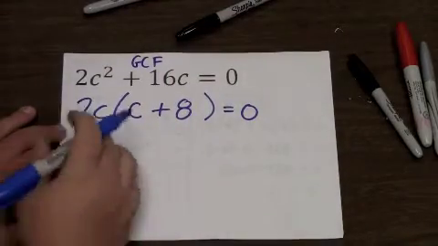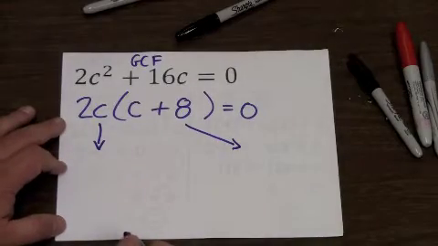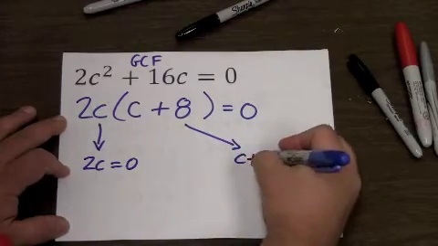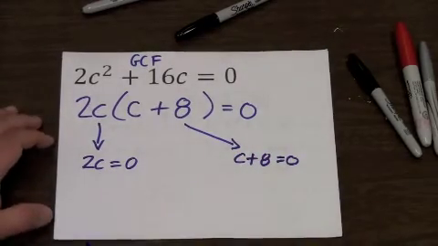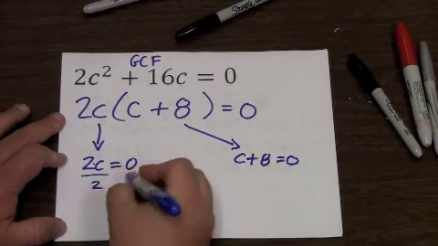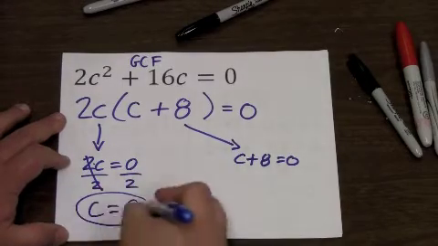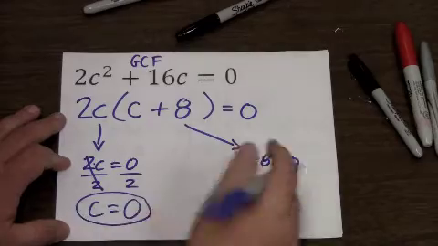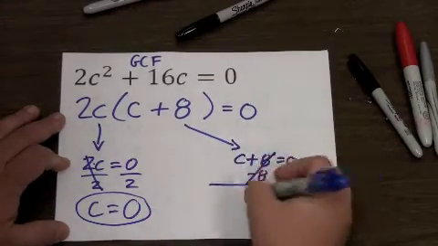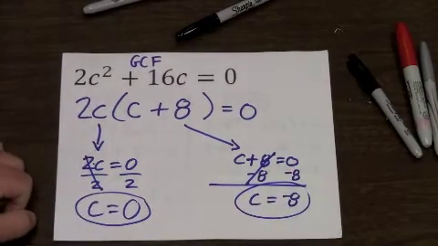Now step 2 says break each part into 2 mini equations and set them equal to 0. So this will be 2c equal to 0, and this will be c plus 8 equal to 0. Solve each equation. This 2 is attached by multiplication, so to get rid of multiplication you divide. 0 divided by 2 is just 0. On this one, c plus 8 equals 0, I'm going to subtract 8, and I get c equals negative 8. I got my 2 answers here, ready to go.